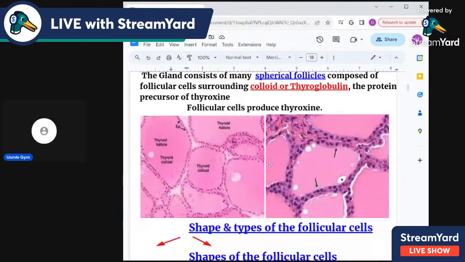Now, follicle. A follicle is a rounded structure composed of follicular cells surrounding a lumen in the center. This lumen is filled with a colloid, thyroglobulin, which is produced by these follicular cells.